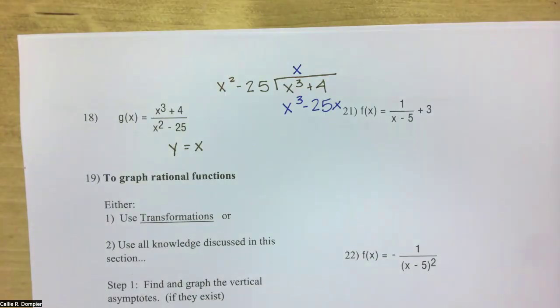All right, and that is how you find any asymptote: the vertical asymptote, the horizontal asymptote, or the oblique asymptote, okay? Now we're going to graph rational functions. To graph rational functions, it looks pretty intimidating, right? But we can either use transformations or you can just use what we know based on this section.